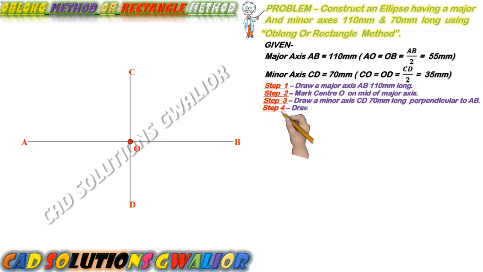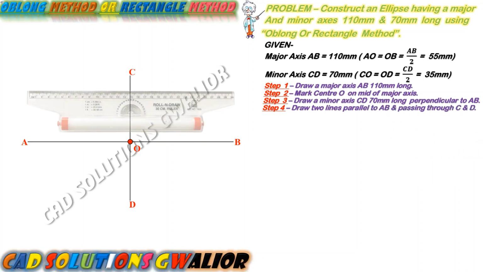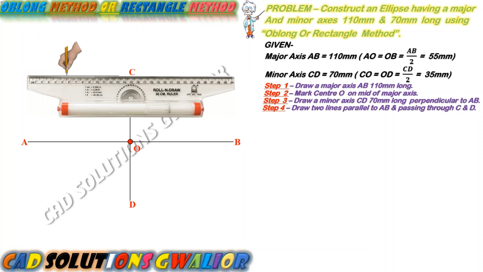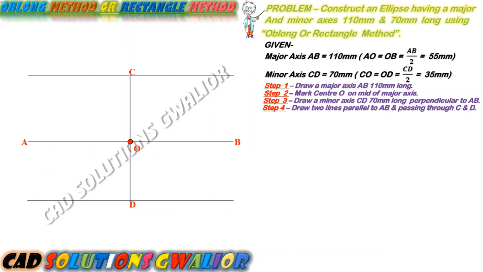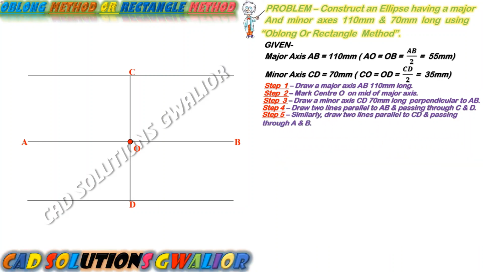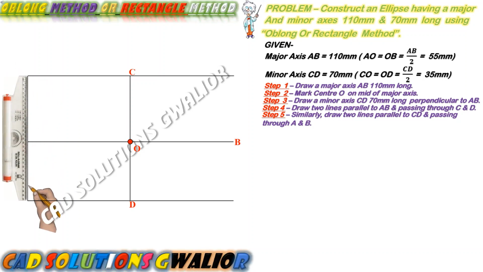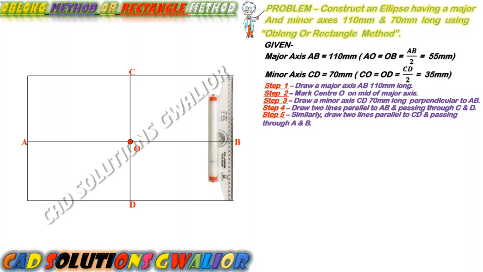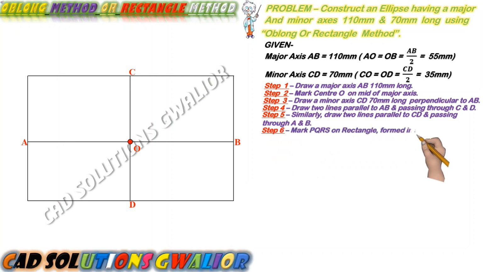In step 4, we draw two lines parallel to the major axis AB, passing through the points C and D of the minor axis. Similarly, in step 5, we also draw two lines parallel to the minor axis CD, which will pass through points A and B of the major axis. Now the rectangle made in steps 4 and 5 is named PQRS.